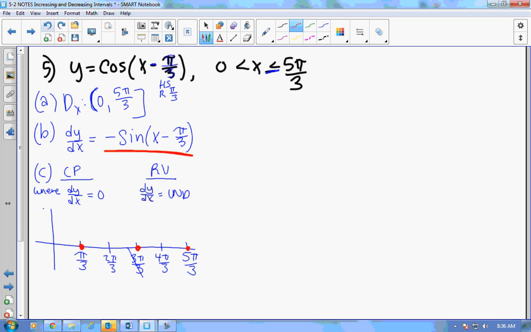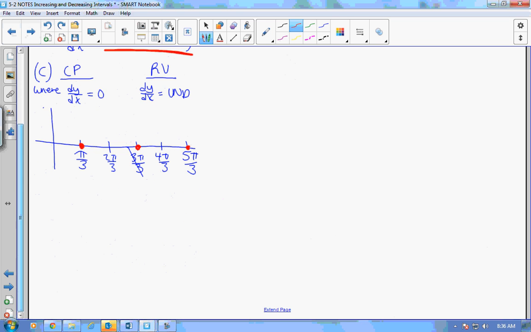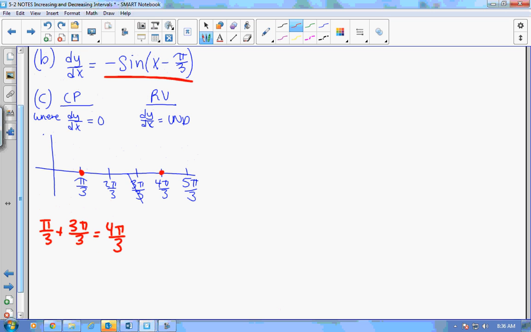Oh, that's not pi. I put the point on the wrong spot. Pi thirds plus pi is 4 pi thirds. The point should be there. Since it is a negative sign, it goes down first, and then up. So we hit a minimum here.